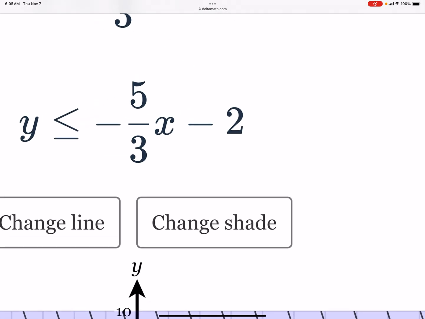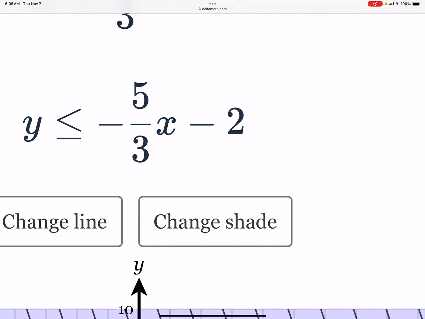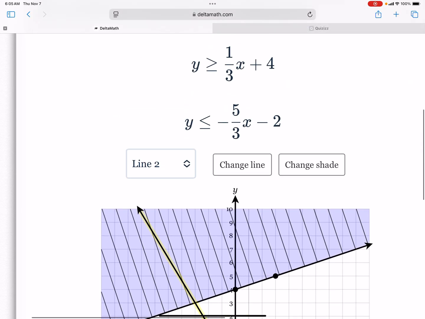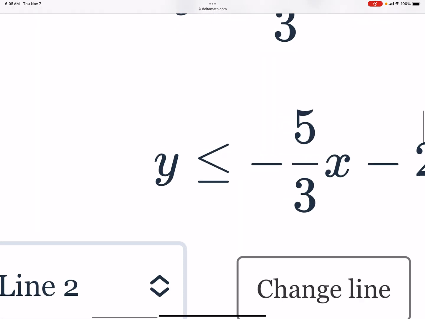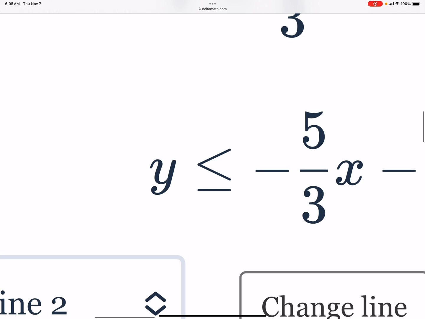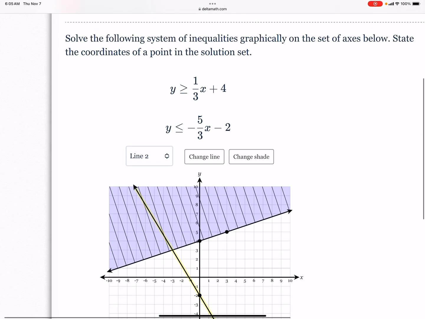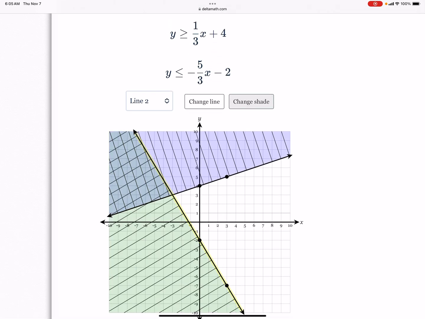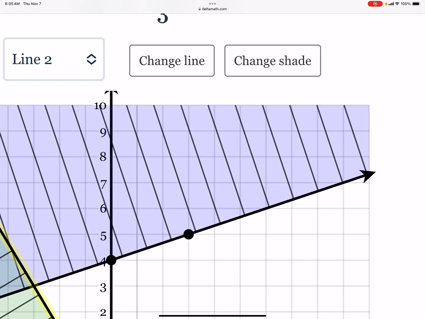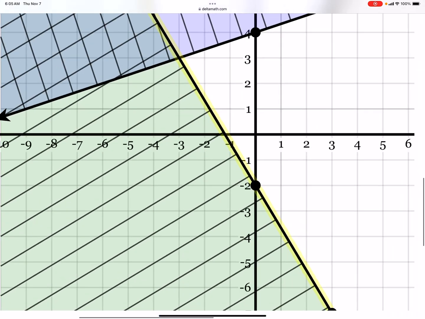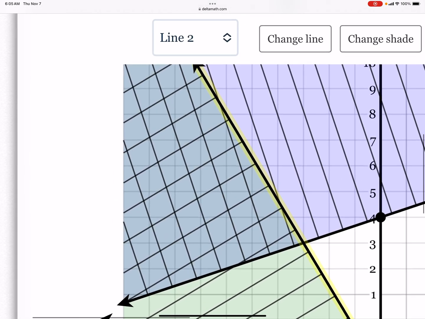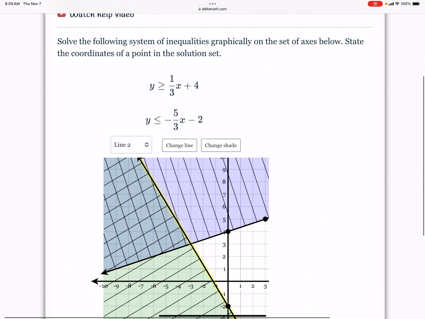My next one, I'm starting at negative 2. And I'm going to go down 5, right 3. Negative 2, down 5, right 3. And from there, I have a less than or equal to symbol, so I'm shading below with a solid line. I don't need to change the line to dotted. I keep it solid, and I'm shading below. So once again, we have the solutions to the first inequality, the solutions to the second inequality, and then over here, we have the solutions to both inequalities in that crisscrossed area.